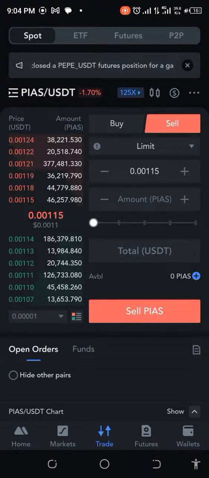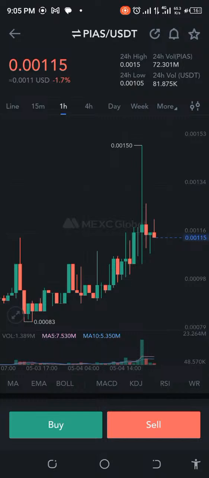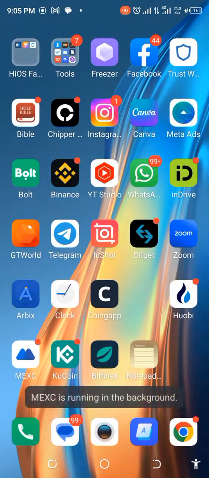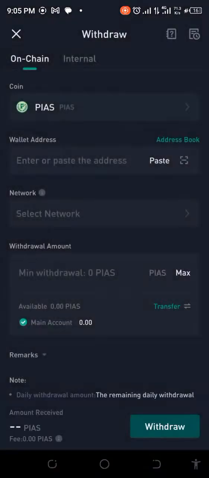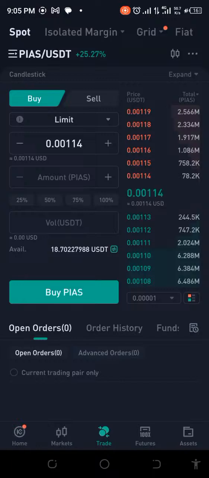Okay, so currently, what is the price? Wow, it looks like it has gone down. Wow, it's now at 0.00115. Let's check what it is currently in KuCoin and see whether it's still the same or it has changed. Okay, all right, so this is at 14. So obviously it is already going up.